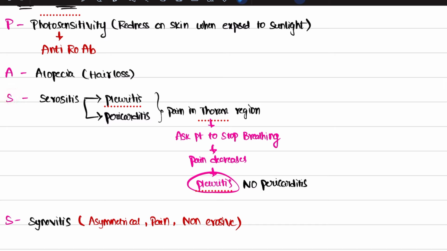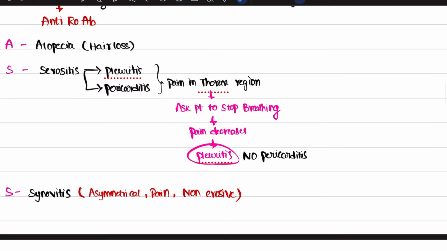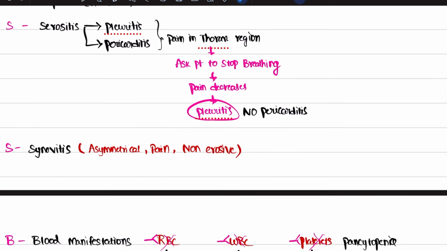In serositis, there are two types: pleuritis and pericarditis. How do we differentiate pleuritis from pericarditis? In both conditions, the patient complains of pain in the thoracic region. Ask the patient to stop breathing. If he stops breathing and the pain decreases, then that is pleuritis, so he doesn't have pericarditis.